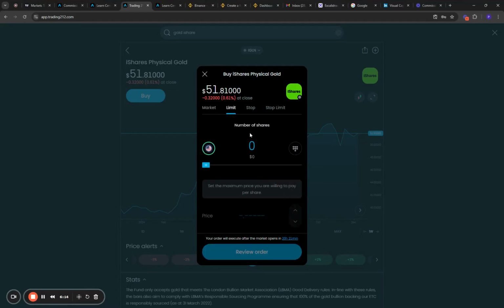Or if you want to set a limit, let's assume you want to buy one share or 10 shares, but only when the market price goes down to, let's assume, 49.99. So if the market price went down to 49, your order will be satisfied.